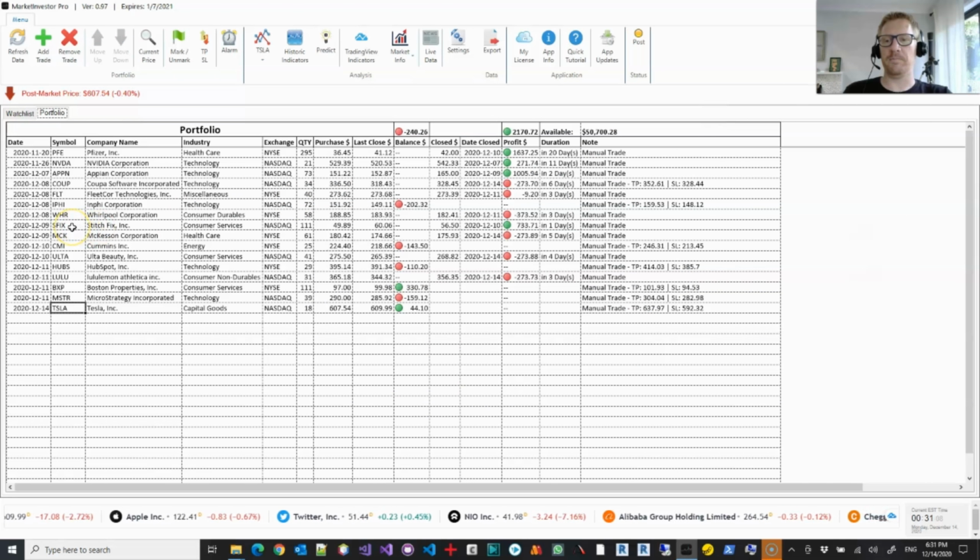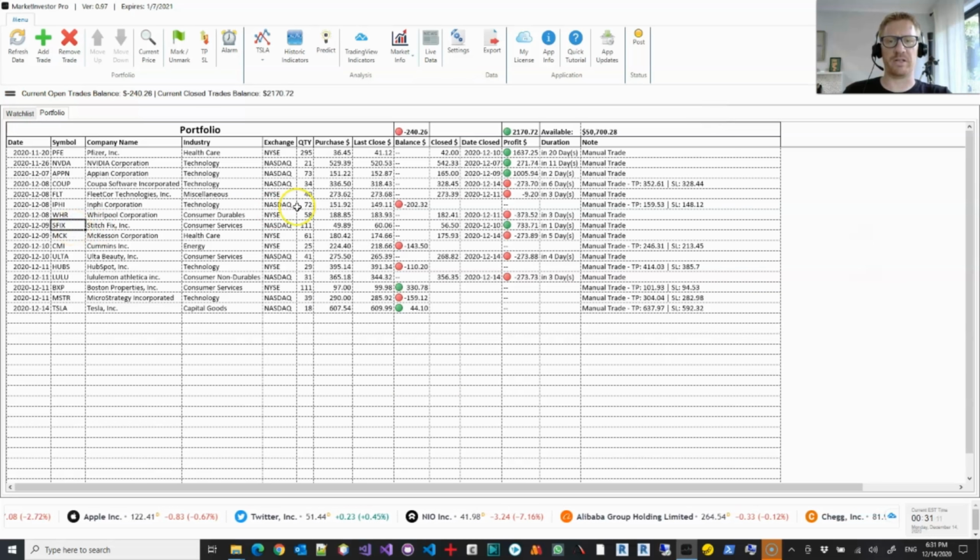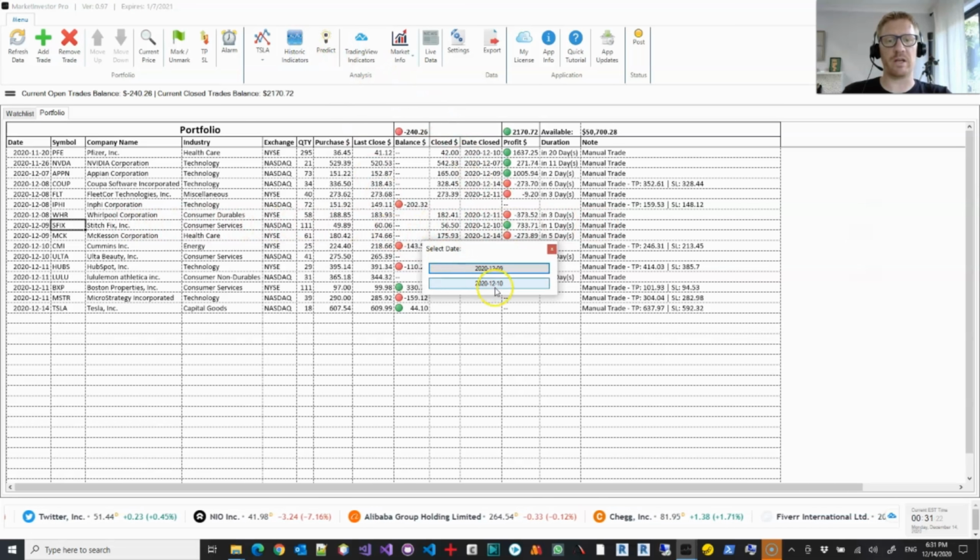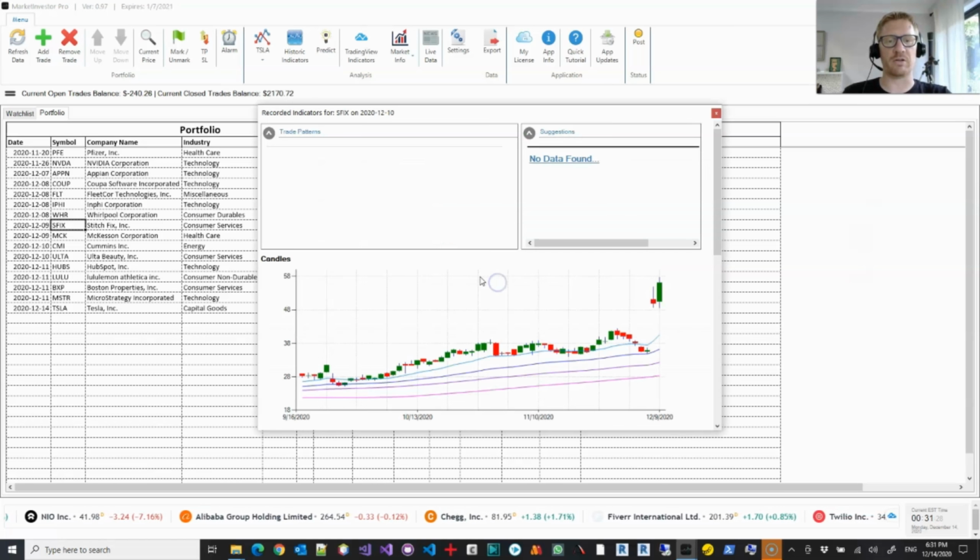So if I click on Stitch Fix here, for instance, you'll see that Tesla's an open trade, so it only has the open trade data. But on Stitch Fix, I did a sale. It's a closed trade. So when I click on the historic indicators, it'll ask me, do I want to see the one from the 9th or the one from the 10th? Because the one is an opening trade and the other one is a closing trade. You can select any one.